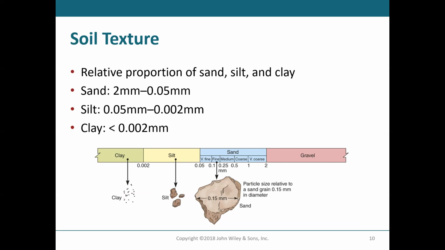Particles greater than 2 millimeters are called gravel or stones, and they're not really considered soil particles because they don't have any direct value to plants. Right after that, between 2 millimeters and 0.05 millimeters is sand. Silt is 0.05 millimeters to 0.002 millimeters, and then clay is the smallest one, being less than 0.002 millimeters.